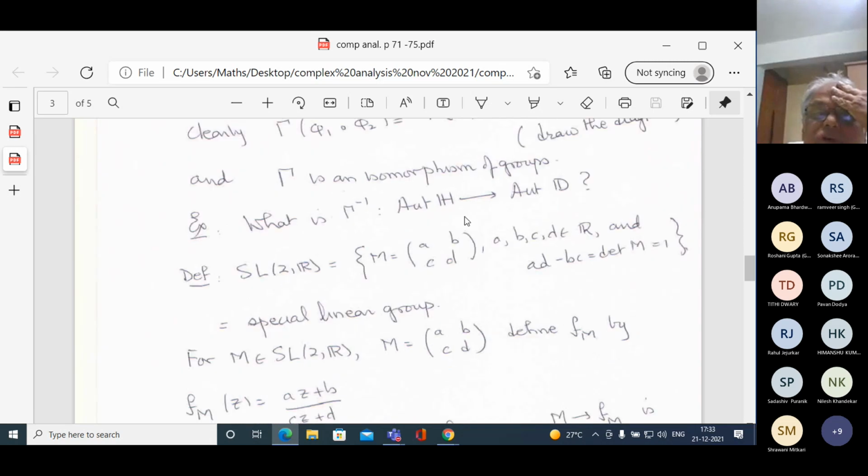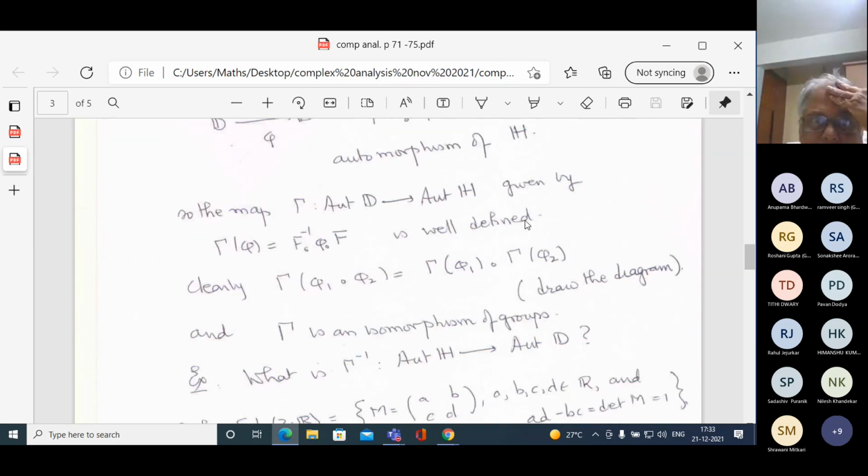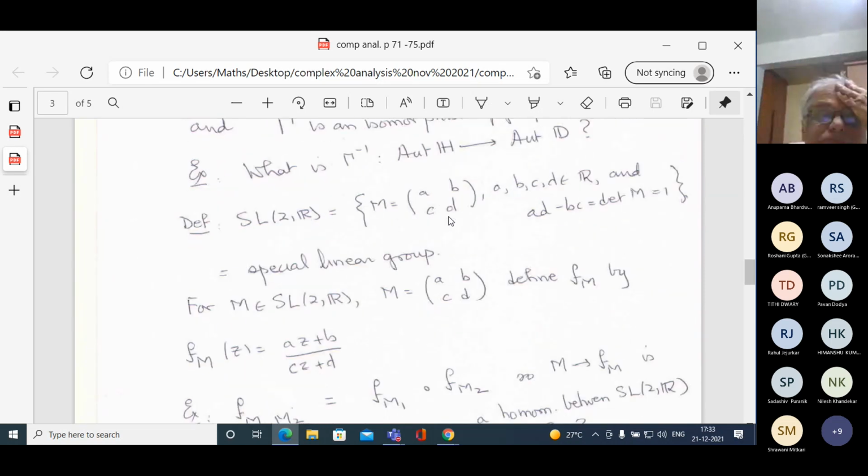And what is the inverse of the automorphism? What is gamma inverse from Aut H to Aut D? So you should be able to write it down now. So what is the time? 5:30. What is SL2R? Now suddenly it looks as if I'm changing whatever I'm talking about. Just hold on a bit.